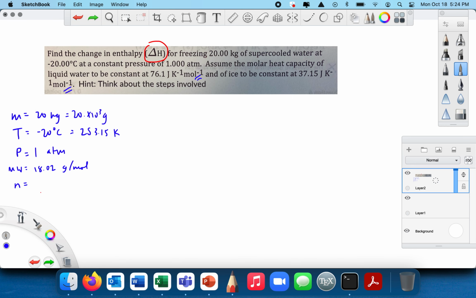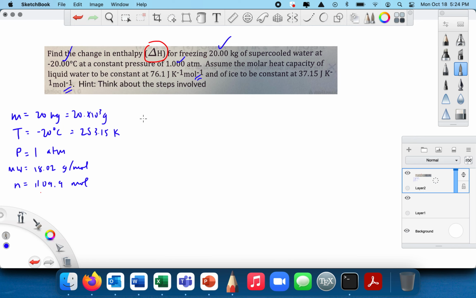1109.9 moles, right? And all I've done is just read this. I read that, 20 kilograms. I read that. I read that.